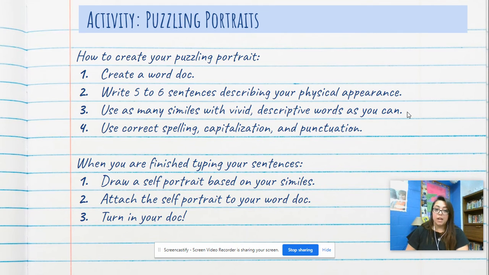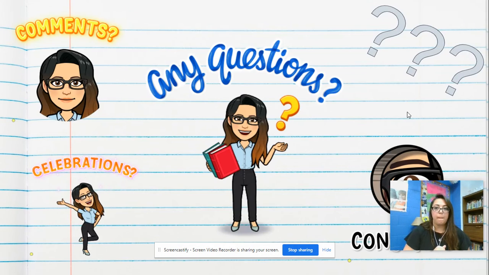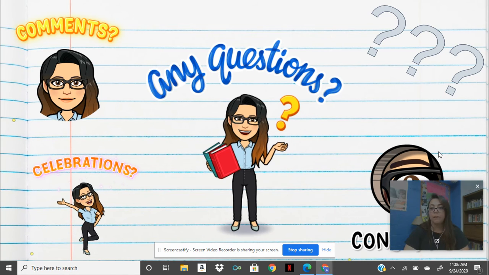And when you're finished typing your sentences, you aren't going to draw a self-portrait based on your similes anymore. We took that out. I do apologize for not updating the slide. And you don't have to worry about attaching it to anything. And you will see on your sheet when you go to it that it doesn't have anything to do with that. You'll still see the set of instructions that I just went through with you, and you'll see an example. Okay, gonna move this up if it'll let me.